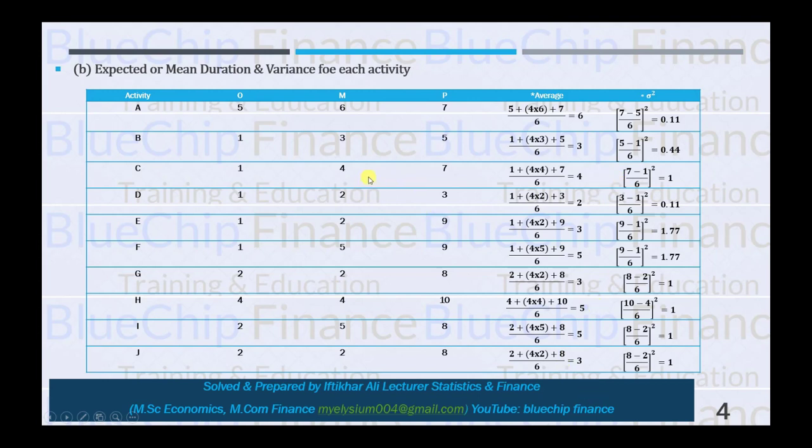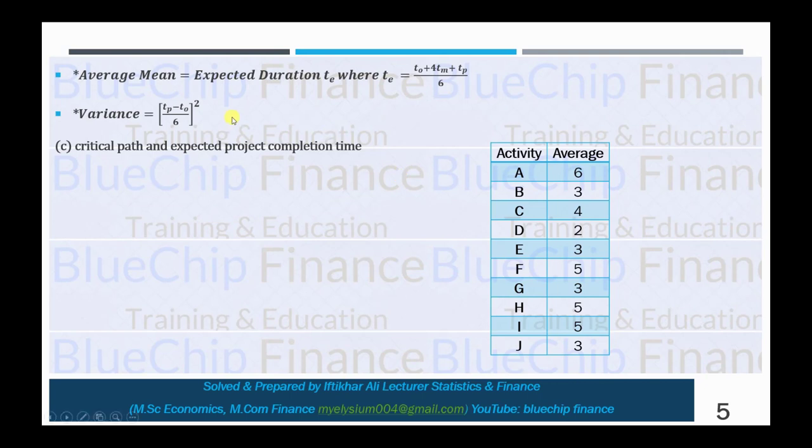And for the dispersion of the time, or simply the variance, we can calculate the variance through this formula: pessimistic time minus optimistic time, divided by 6, raised to the power 2.